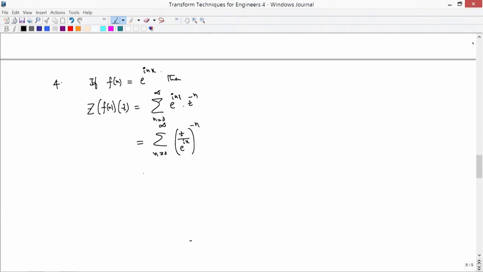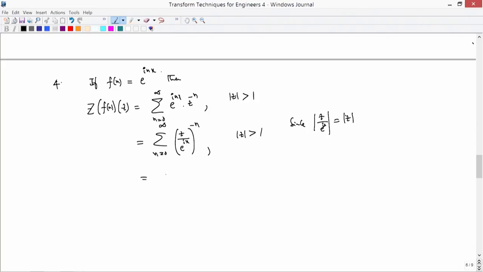Okay. So this is equal to, so clearly mod z is greater than 1, this is valid. Because of this geometric series, this converges in mod z greater than 1. You can easily see that because mod z times e power i x is equal to mod z. So you can sum it up.